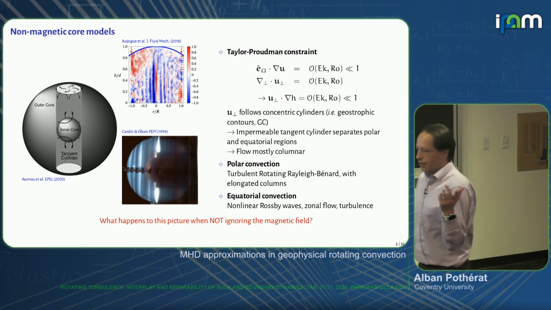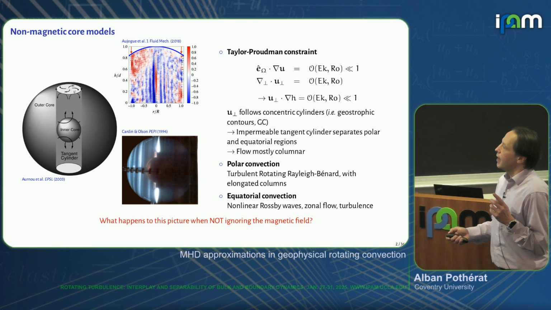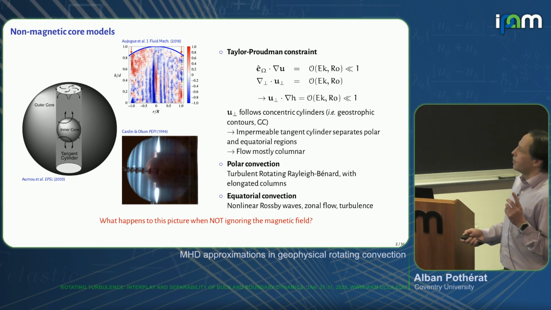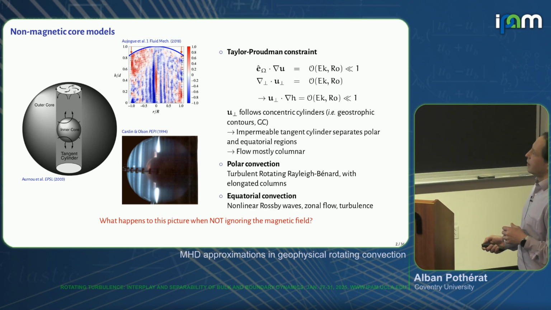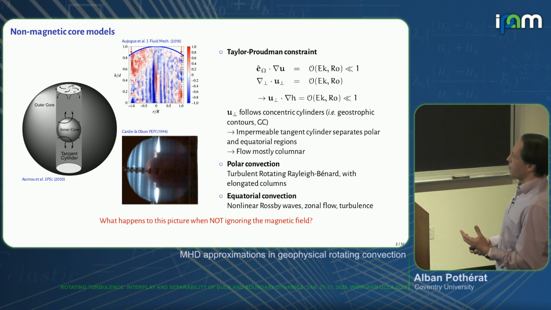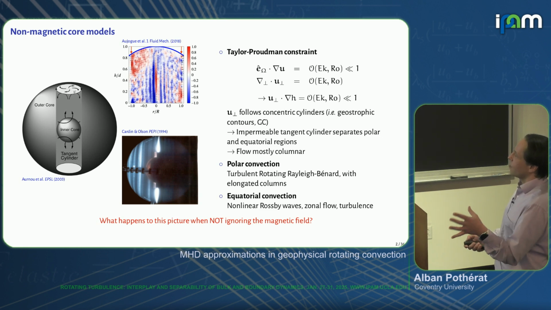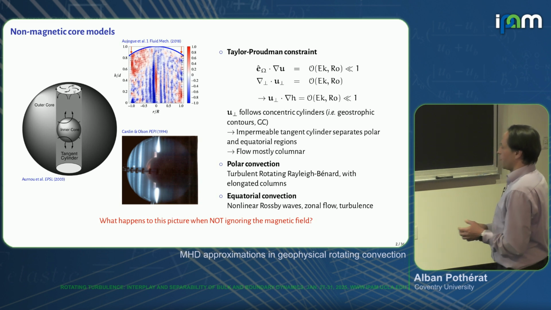I think John mentioned this morning that the main difference between the two regions is that here the rotation and the temperature gradients are aligned, whereas here they're perpendicular. So there are two different regions. Here you get this nice column, and here you get more Rossby waves, zonal flows, and turbulence. So these are two different regions, and that has been seen in a number of experiments.